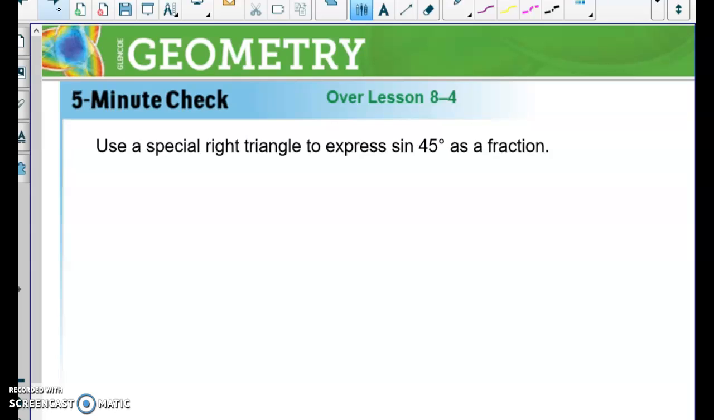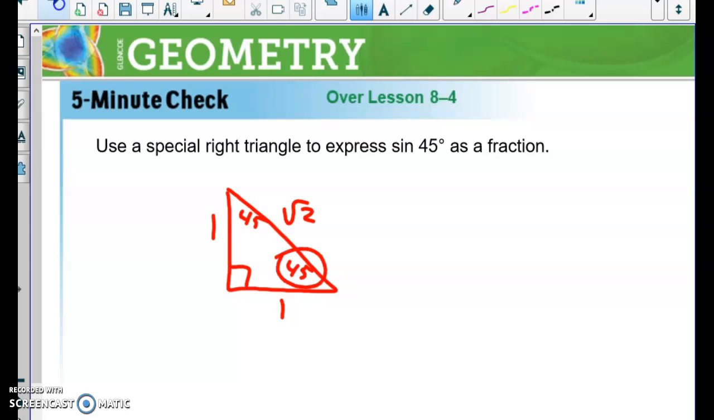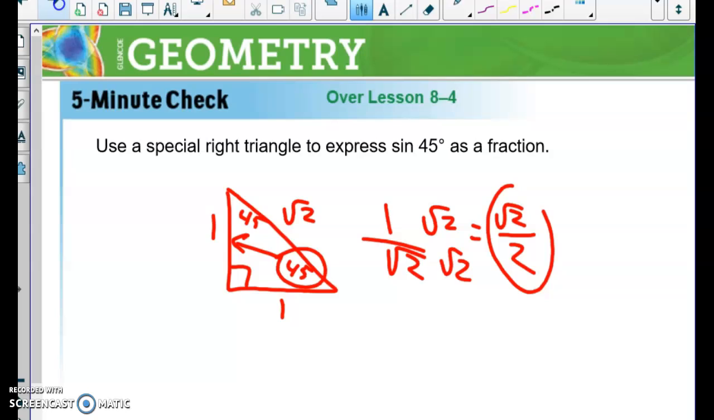Use a special right triangle to express the sine of 45 as a fraction. Well, if we go back in time to our special right triangles, the 45, 45, 90, we know the side ratios are 1, 1, square root of 2. So if I'm going to use this as my angle, the opposite over the hypotenuse, if I rationalize, I get the square root of 2 over 2. Okay?